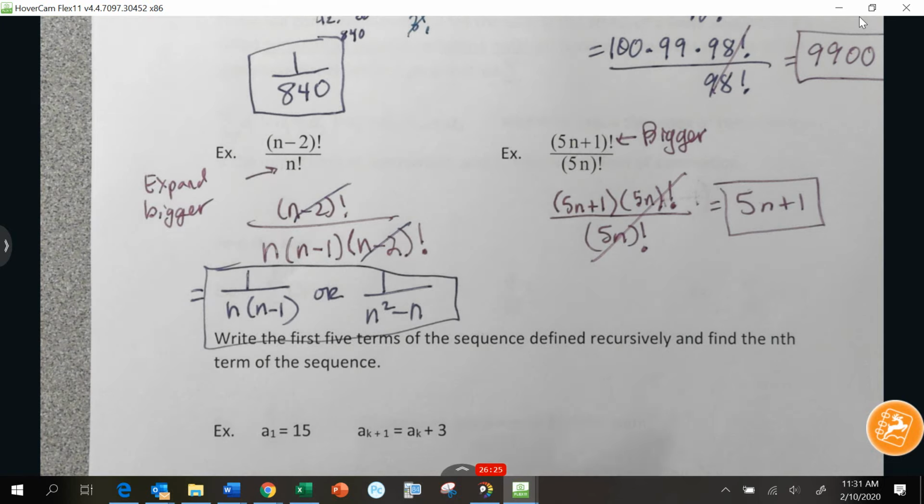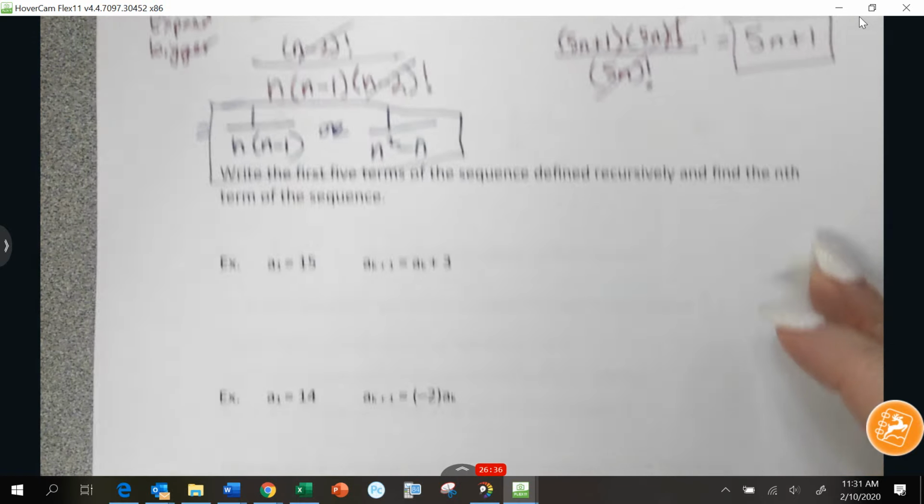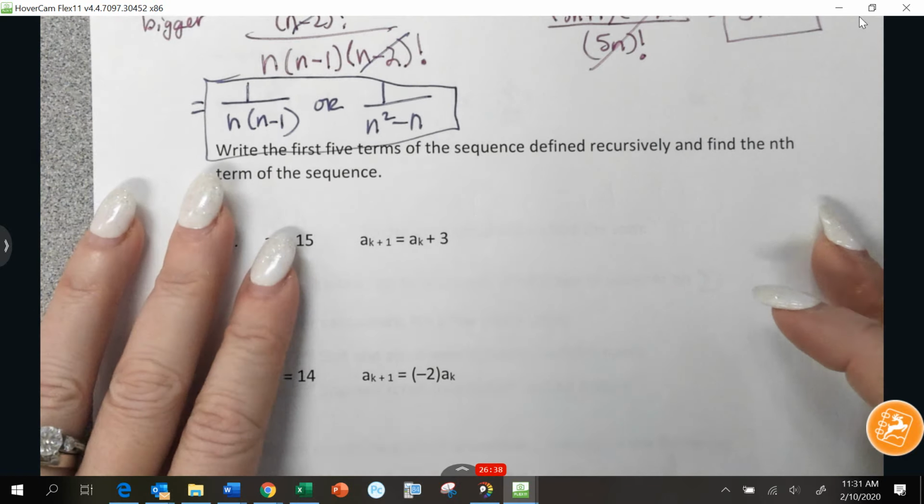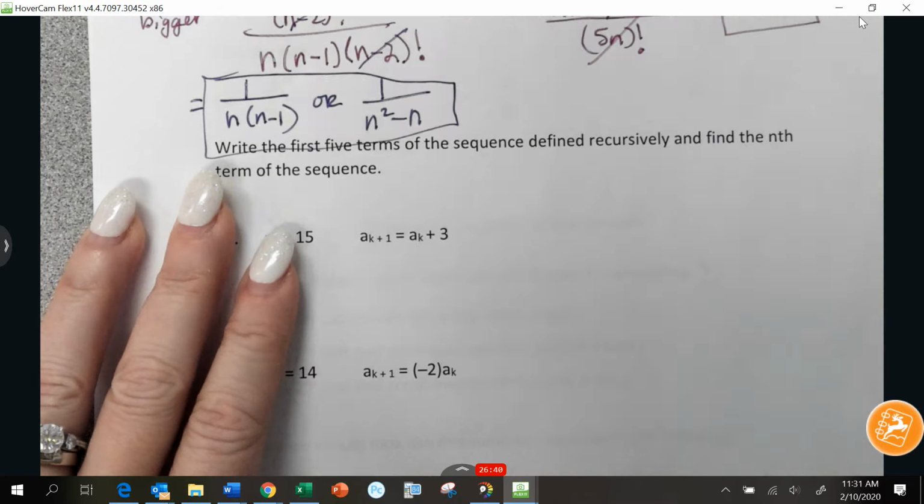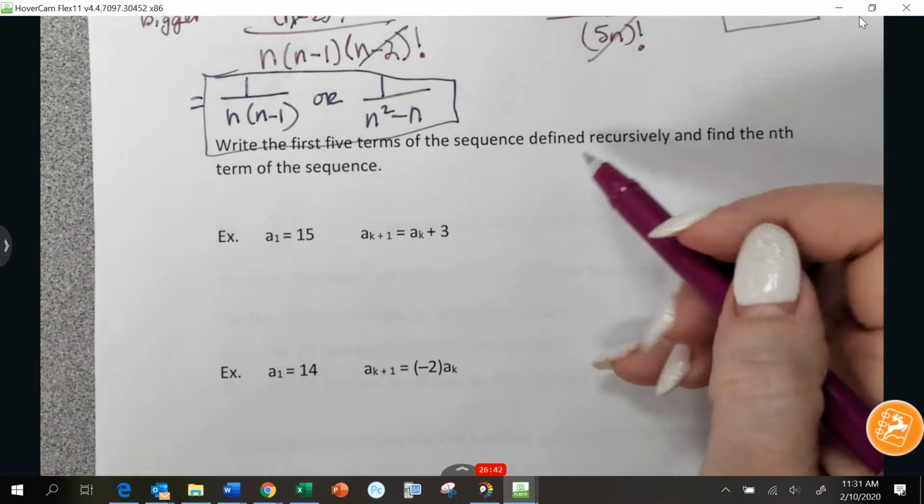The very last section is what you were working on with your partners. It was like the second page of what you were working on with your partners. I didn't tell you much about it. I told you to figure it out. And then some of you had questions and I walked around.